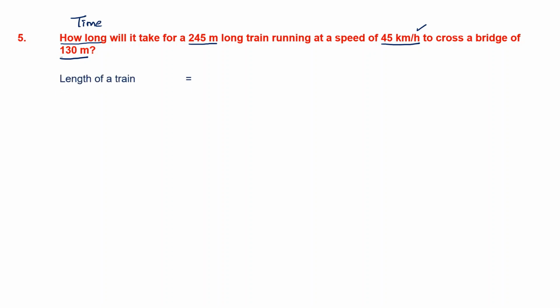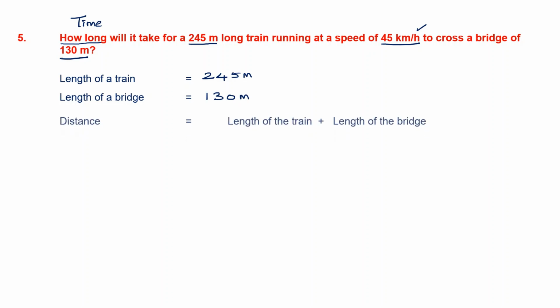The length of the train is 245 meters. The length of the bridge is 130 meters. Now we need to find the distance. If we have to find time, the formula for time is distance by speed, and distance is not given in the question, but we have to find the distance. How do we find the distance? Distance is the length of the train plus the length of the bridge. So the sum of these two will give you the distance.